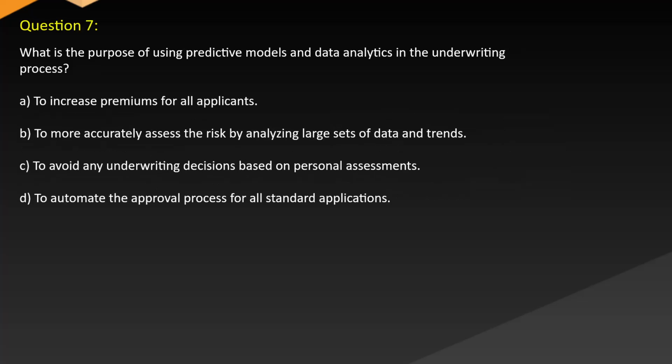Question 7. What is the purpose of using predictive models and data analytics in the underwriting process? A. To increase premiums for all applicants. B. To more accurately assess the risk by analyzing large sets of data and trends. C. To avoid any underwriting decisions based on personal assessments. D. To automate the approval process for all standard applications.